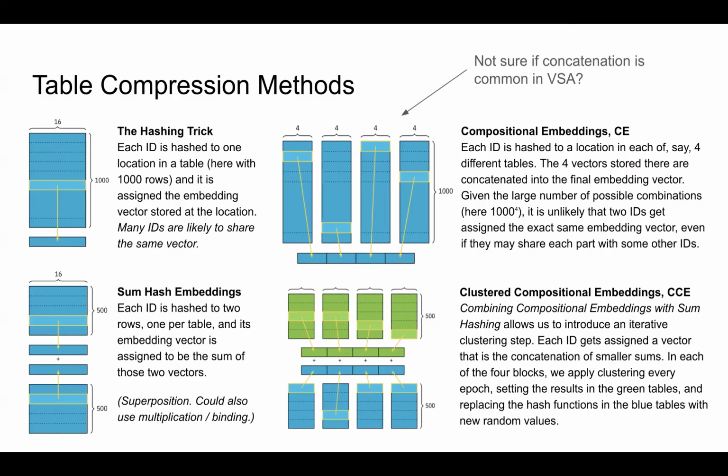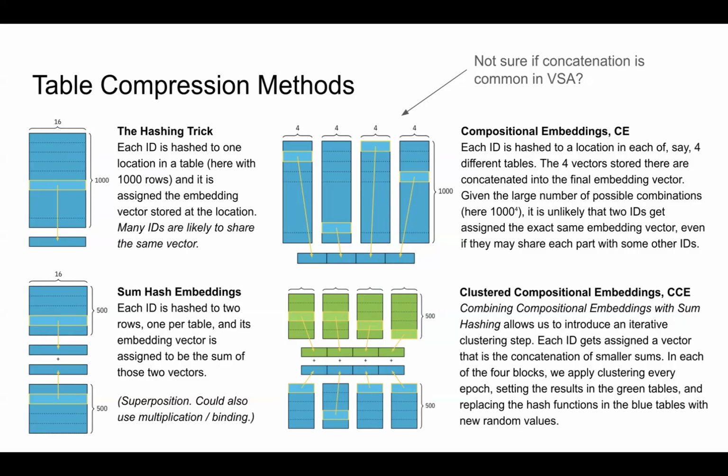And of course, now you're able to represent the square of the number of rows in your tables. So as soon as you have two tables, you can probably give a unique vector to every single concept. A similar method is a paper called compositional embeddings, which is partly what we saw originally and wanted to improve upon. That's why our method is called clustered compositional embeddings.